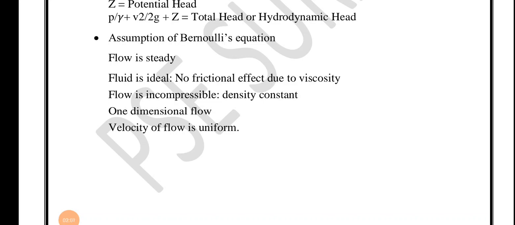The next assumption is that the fluid is ideal. Ideal fluid means no frictional effect due to viscosity. Next, flow is incompressible, that is, the density of the fluid is constant throughout the fluid. Next, flow is one dimensional, and last, the velocity of flow is uniform. These are the assumptions involved in the Bernoulli as well as Euler's equation.